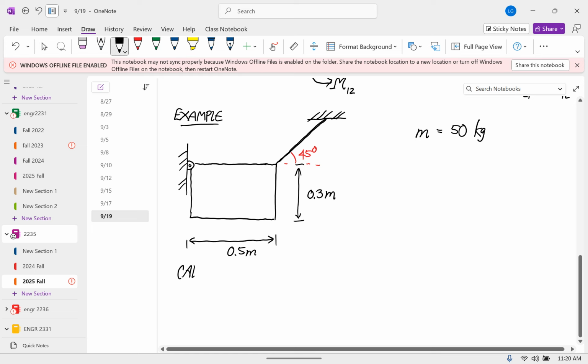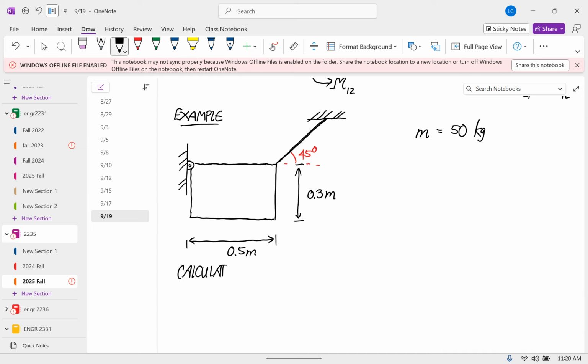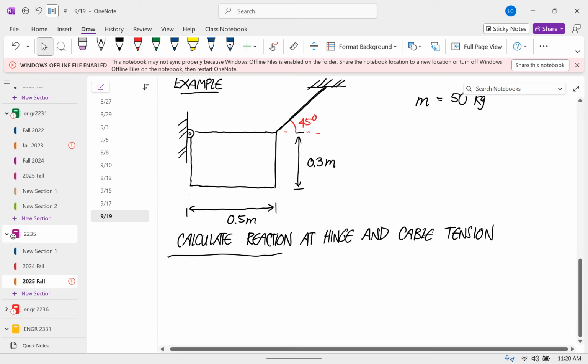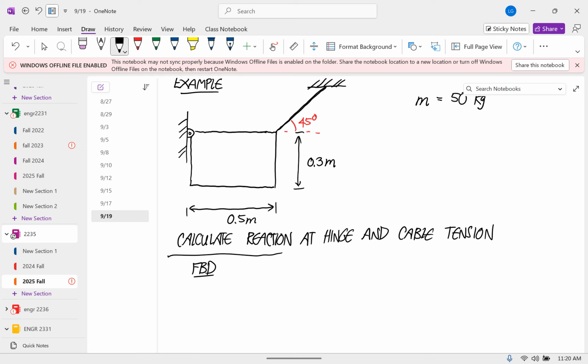And we want to calculate the reaction load at the hinge and the tension in the cable. Okay, so I'm going to start with a free body diagram. Are we assuming that the plate has 90-degree angles? Yeah.